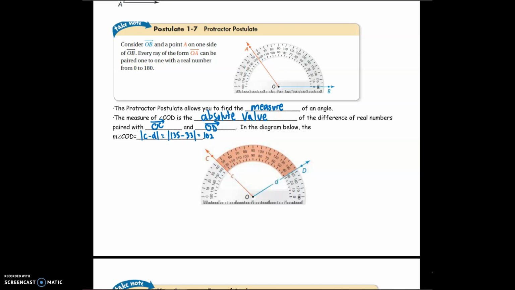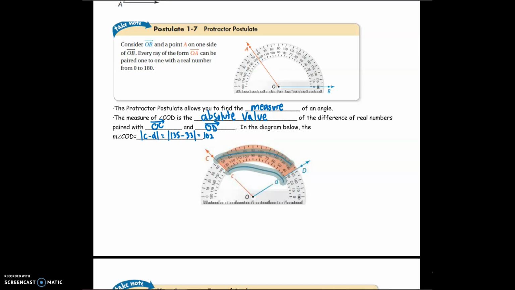We would also get the same answer if we use the outside measurements. So if it looks like C is about 45 on the outside part of this protractor, we could do the same thing with D. This is estimating, but let's say about 147. If I subtract those two and find my positive difference, that's still going to give me that same measurement of 102.